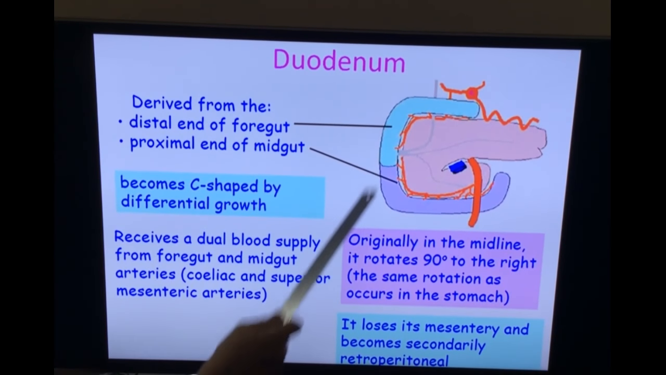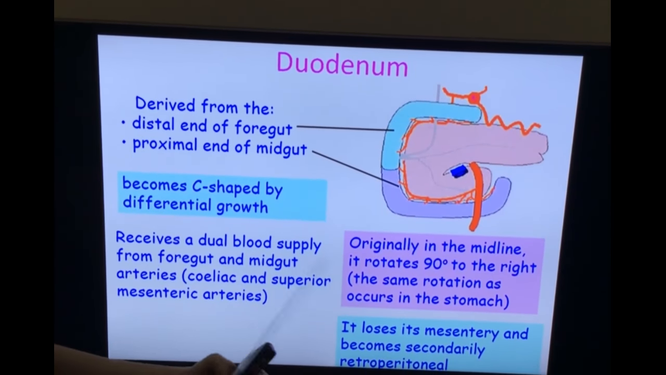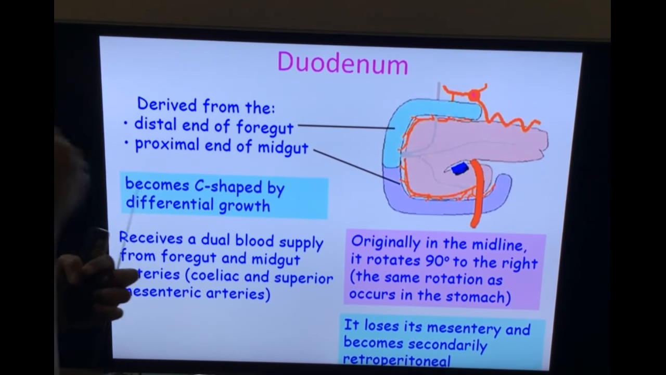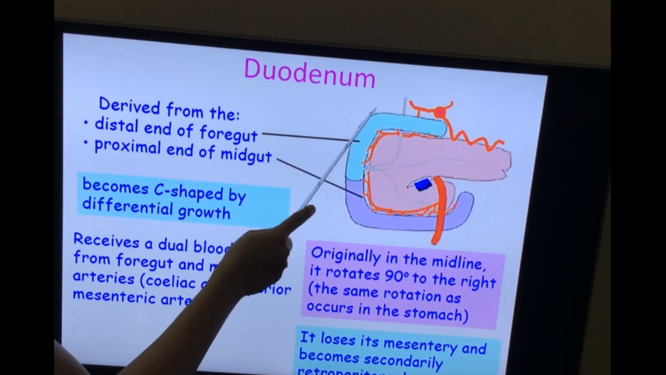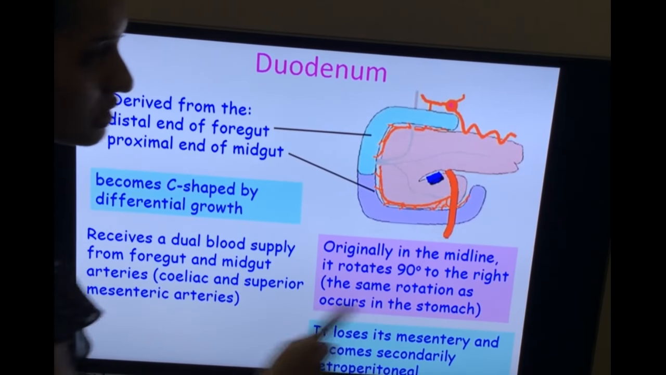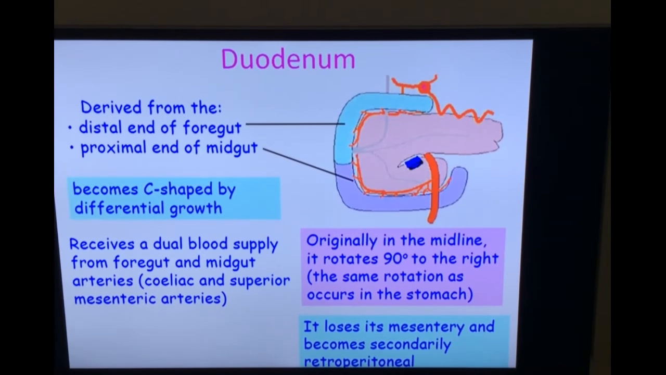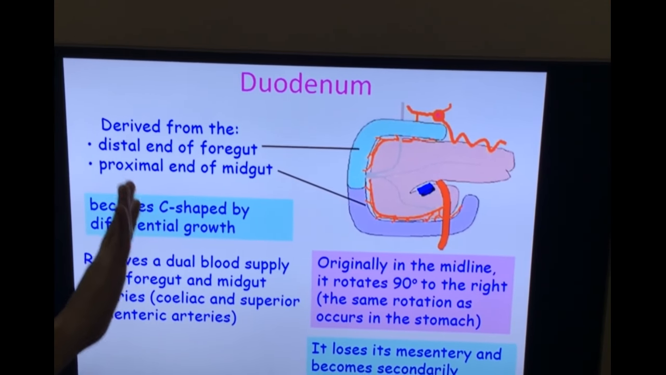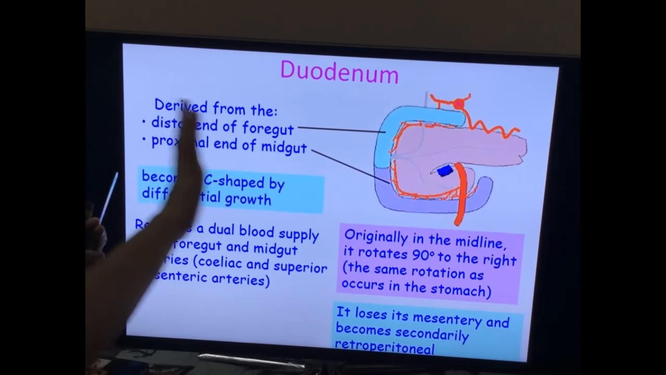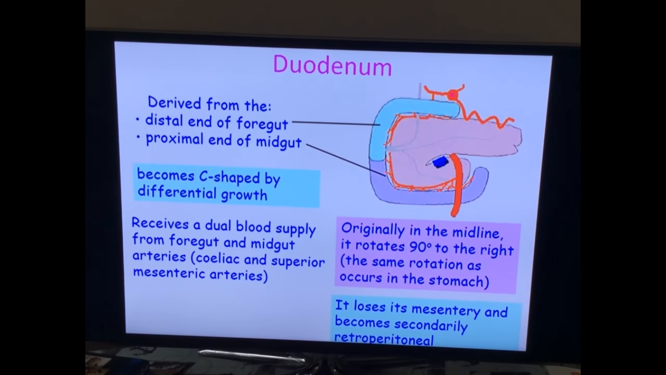So when you see the mesentery attached, as I told, the duodenum has been derived from the foregut and the midgut. It is suspended from the dorsal and the ventral mesentery. Ventral mesentery is not much, but mainly it is suspended from the dorsal mesentery. So what happens? It loses its mesentery. It is pushed towards the posterior abdominal wall due to the midgut rotation, and later becomes a retroperitoneal structure.